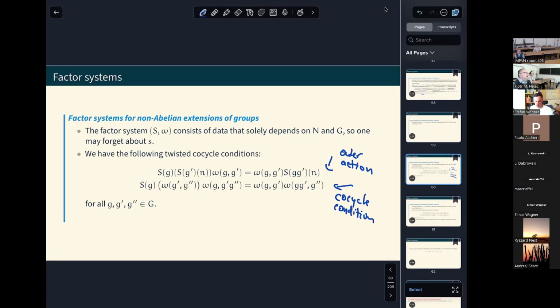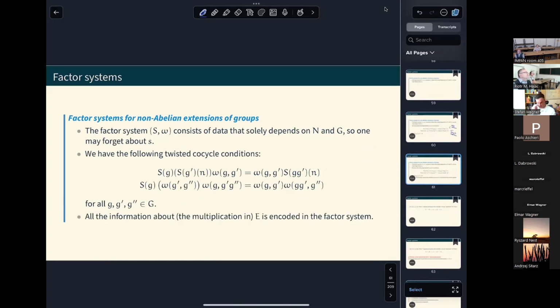Okay, right. And this is the whole point, because all the information is encoded in the factor system, which does not depend anymore on E or the section S. So once you have a factor system, you can actually recover E, the extension. So this is the whole idea. You have a group extension, and with this factor system, you can recover all information about the big group in terms of N and G. All right. This is the idea.